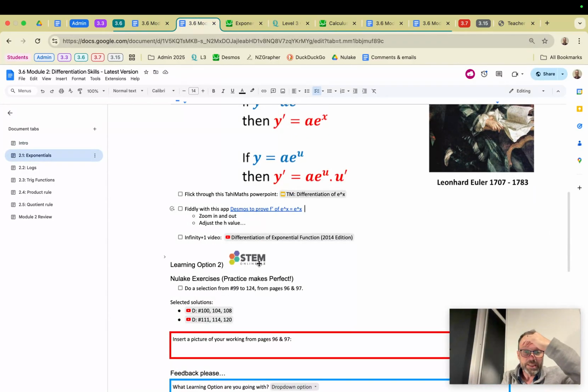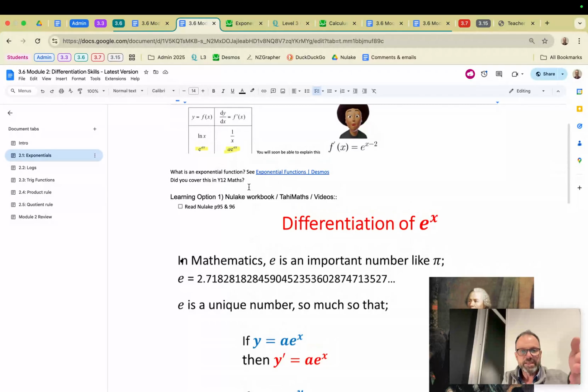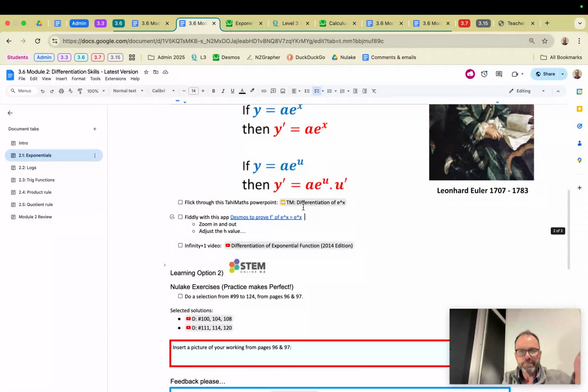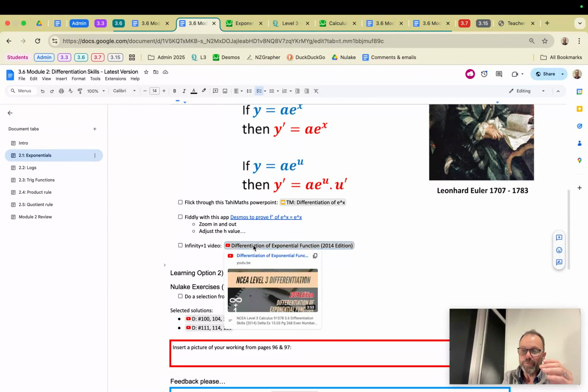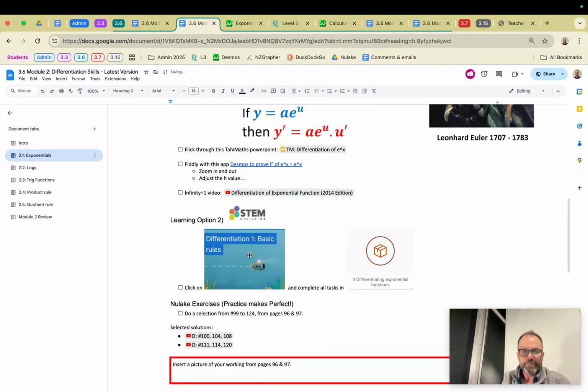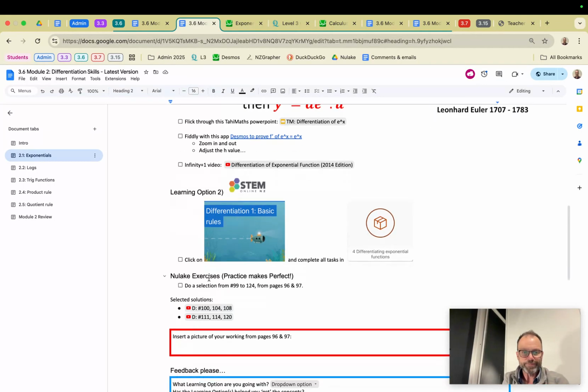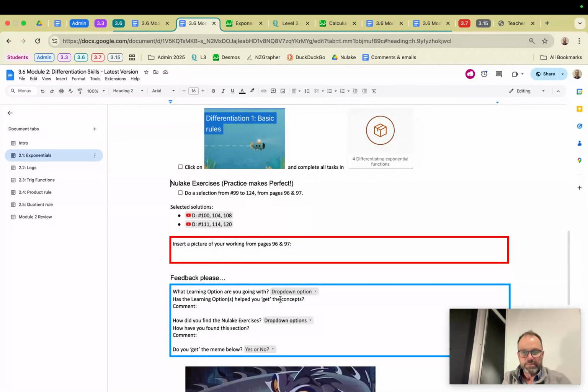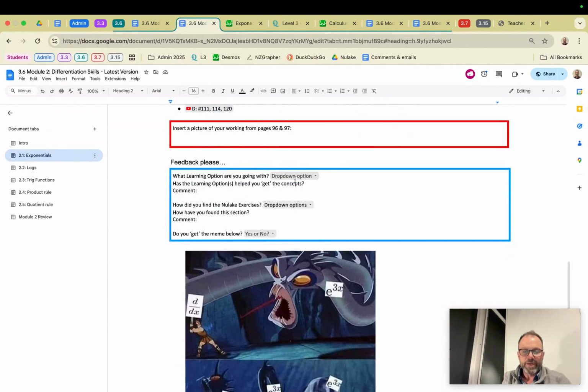Okay, do learn this. So read pages 95, 96. Here are some examples of applying this technique to differentiating exponentials. Obviously, we're still under basic rules. There's the category number 4. Practice these questions. I've got 6 questions for you, and as it says here, take a picture. And lastly, feedback, and you get the joke here.